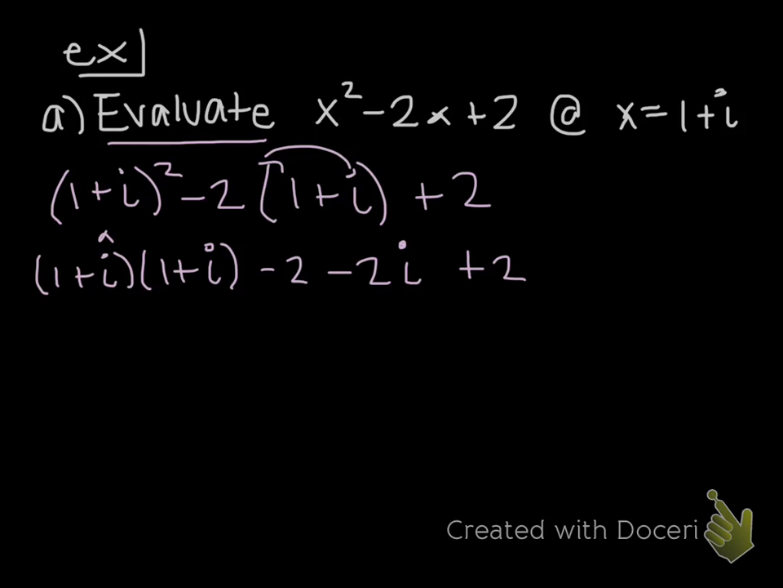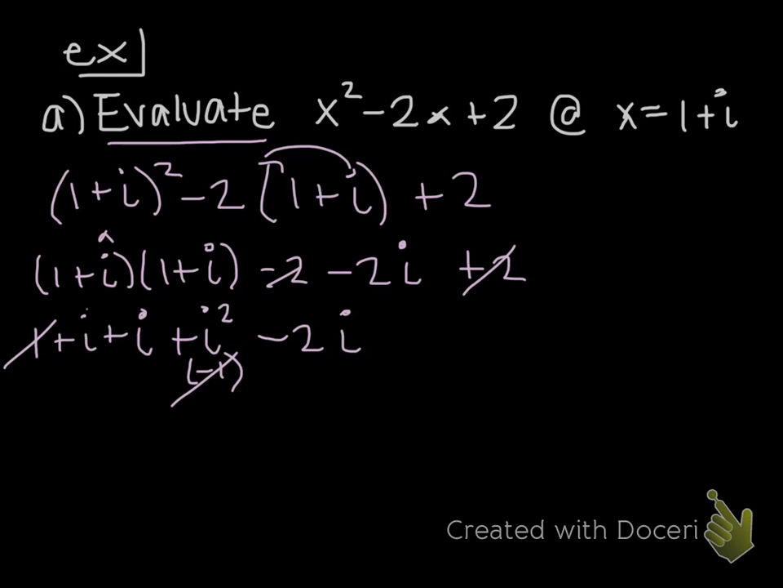Again, if you do the box, go ahead and do the box and put the terms on the outside. When we FOIL, I have 1 plus i plus i plus i squared. Those 2's are going to cancel, so I still have this minus 2i. Let's see, I know this is negative 1, so the 1 and the negative 1 are canceling. And then I have positive 2i from adding these, minus 2i. They're going to cancel, and the answer is going to be 0.